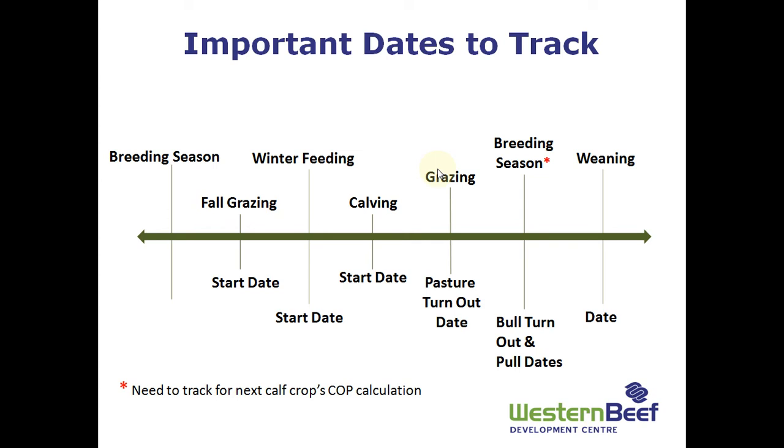You're going to, if possible, provide information on your breeding season, so your bull turnout and pull dates, your fall grazing, when did it start, if you do in fact use fall grazing, winter feeding, your start date, when did you start calving, when did you turn out your cows to pasture. The breeding season for the next calf crop will be in there, and you'll need to keep track of that for when you do cost of production for next year's calf crop, and then when's your weaning date. So a number of dates throughout the year that are useful to keep track of.